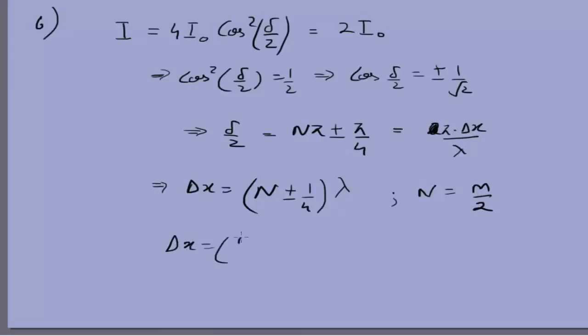So it will be m by 2 plus minus 1 by 4 lambda, which is 2m plus minus 1 lambda by 4, which gives us b. Right, so this completes the solution.